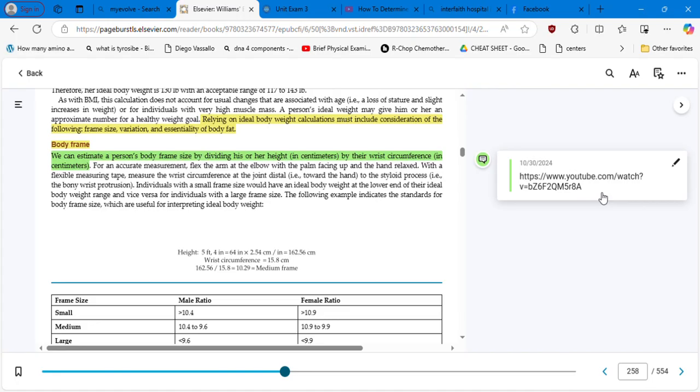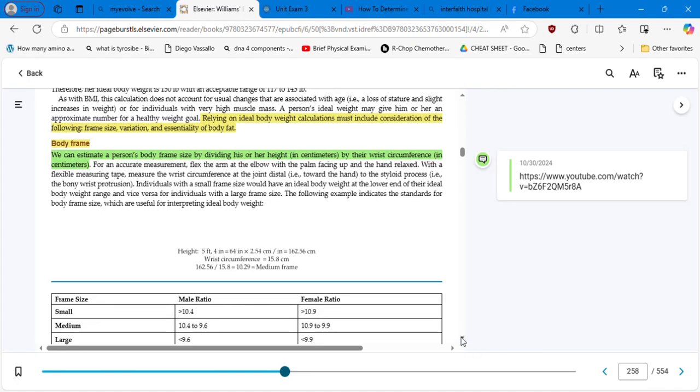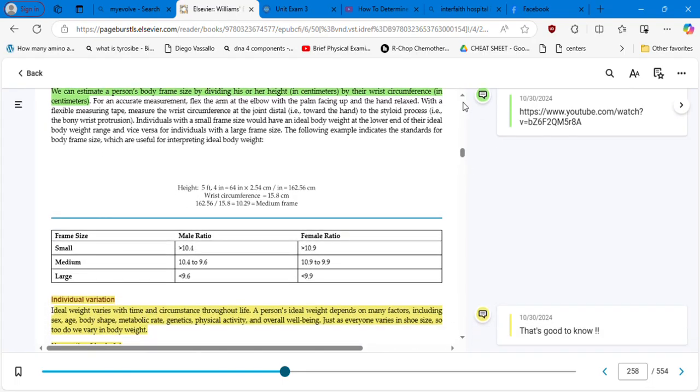So I have included a video here. There is a link here. So if we divide the height in centimeters by the wrist in centimeters, we are going to obtain a number. And here is the table that correlates with that result. For example, if you have a height of 5 feet and 4 inches, which is 64 inches, multiplied by 2.54 centimeters, is 162.56 centimeters, okay? So I am basically converting 5 feet 4 inches to centimeters, and it's going to be 162.56 divided by the wrist circumference, in this case 15.8. This is the number 10.29.